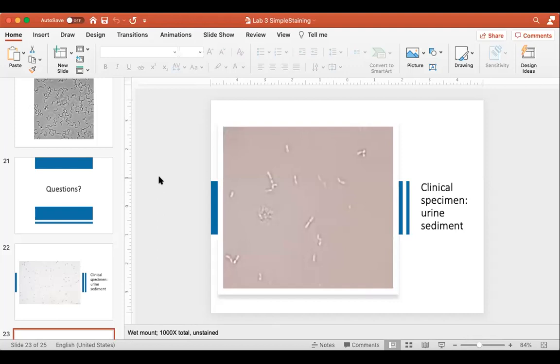Here's another one, also urine, also a wet mount, no stain. Do you see cells? And if you do, what shape do you think they are? Sporulum. That's a good guess. If I looked at that right there, I would say sporulum. Rods. These are actually rods.